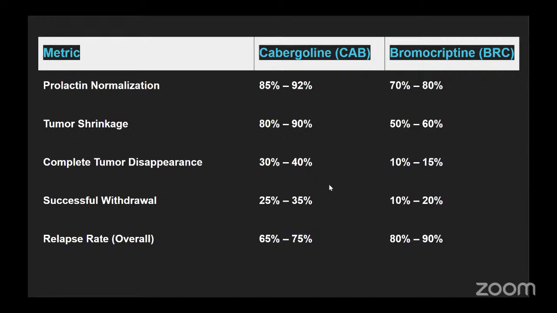Successful withdrawal is also possible. Successful withdrawal means that once the patient discontinues the drug, the tumor does not start regrowing. And the relapse rate is comparatively lower with cabergoline than with bromocriptine. So if the medical management is so nice, apart from the other indications, what are going to be some more pitfalls if I put a patient on long-term dopamine agonist treatment? What are going to be some other potential problems if the tumor is huge, assuming?